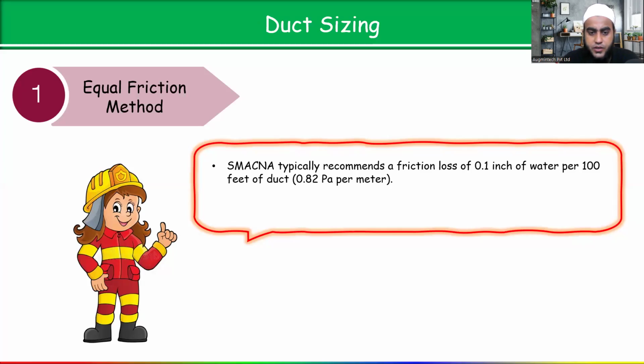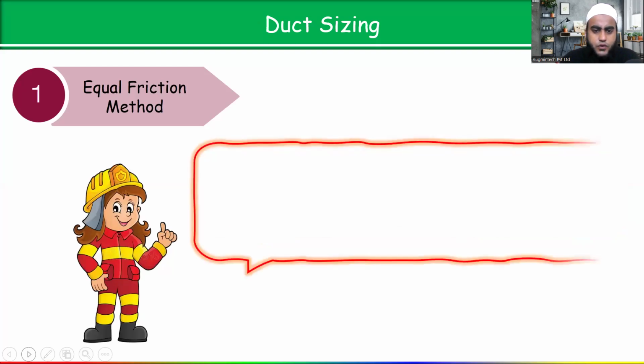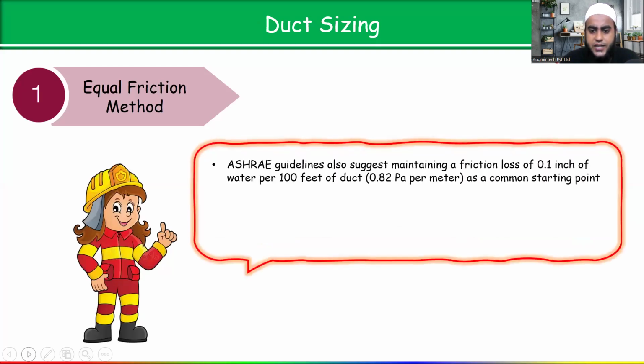Okay. This value is widely used in the industry, as I told you, and provides a balance between energy efficiency and duct size. But next, if you follow the ASHRAE guideline, ASHRAE, all of you know, I think, is the American Society of Heating, Refrigerating, and Air-Conditioning Engineers. It is a global society. As per the ASHRAE guideline, it suggests maintaining a friction loss of 0.1 inch of water column per 100 feet of duct length as a common starting point. Here also they are suggesting the same.